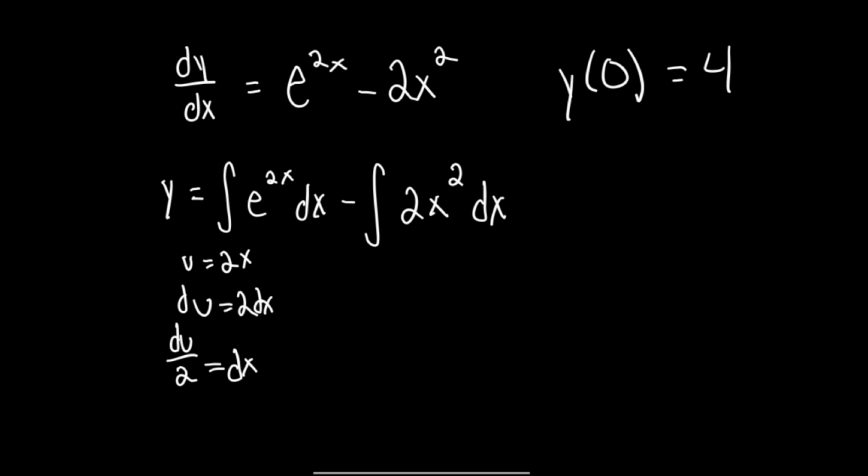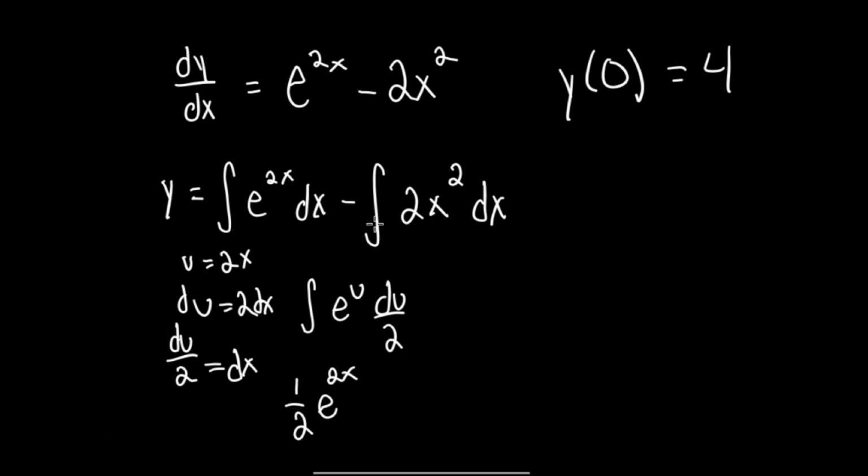So then we can substitute that back into here. We're left with the integral of e to the u times du over 2. And this is a straightforward integral, which is going to be 1/2 times e to the u. But because u was 2x, we can just write e to the 2x.